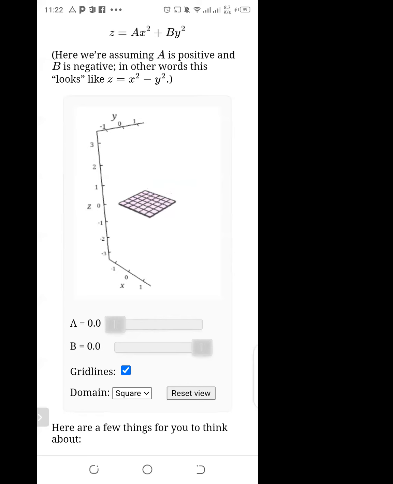So good question. The bigger these coefficients determine how stretched your hyperbolic paraboloid is, or how flat. So are you happy? Has your question been answered? Yes. Okay.